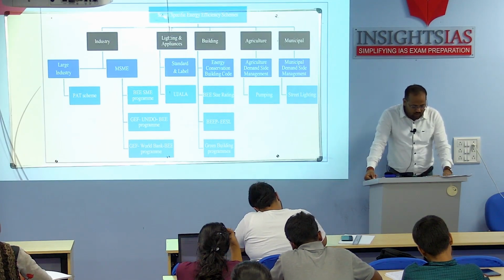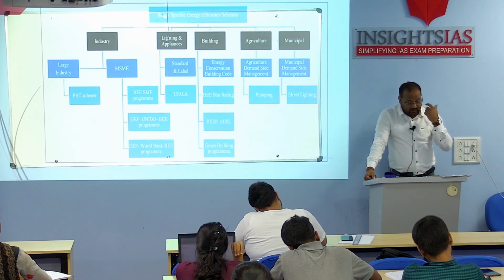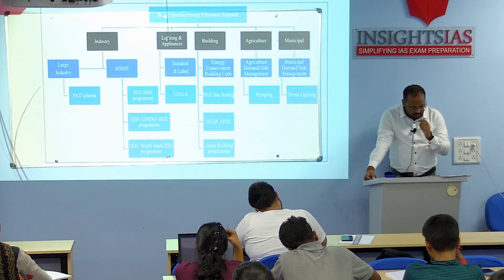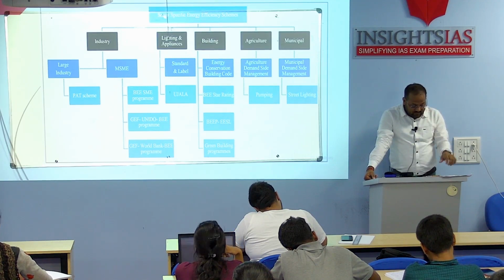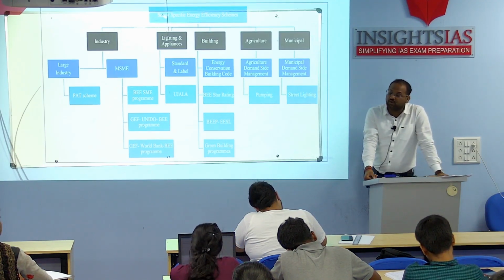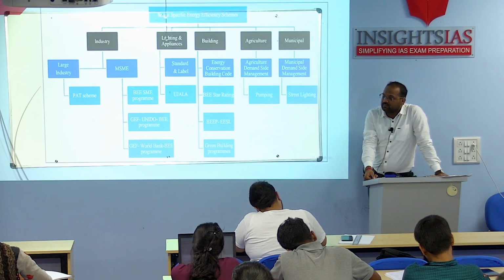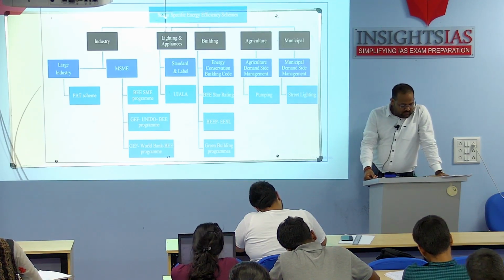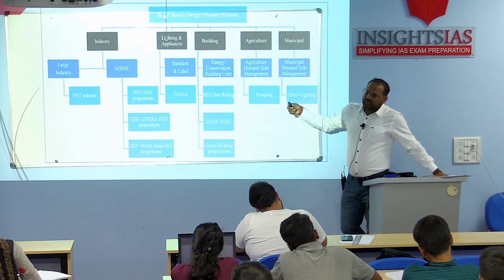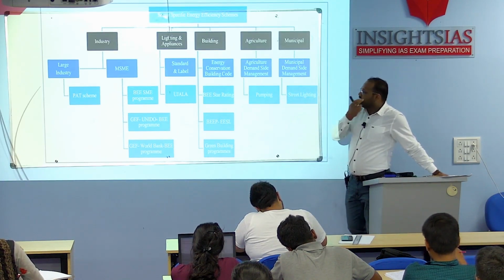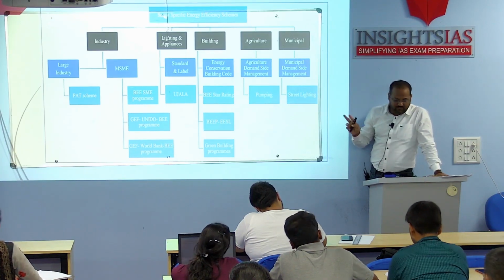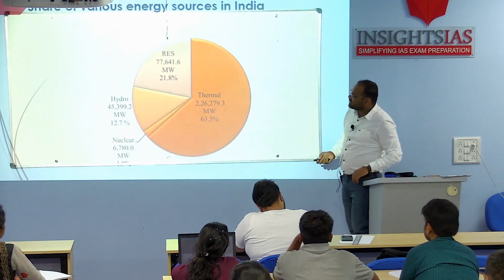And with respect to reduction of greenhouse gases, we have been able to reduce 108 million tons of CO2 emission. Again, this is due to PAT, Ujwala, star rating and all. So, two data: reduction of greenhouse gases and cost saving. Two data we have. Now, quickly jump to this.